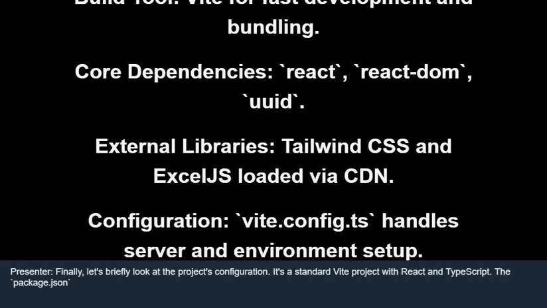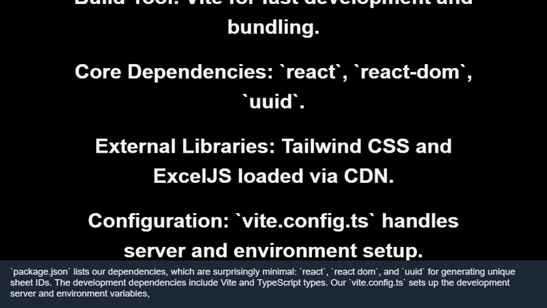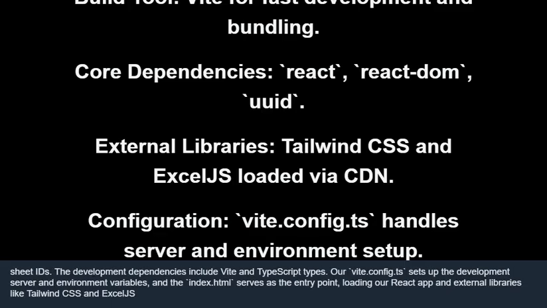Finally, let's briefly look at the project's configuration. It's a standard Vite project with React and TypeScript. The package.json lists our dependencies, which are surprisingly minimal: React, React DOM, and UUID for generating unique sheet IDs. The development dependencies include Vite and TypeScript types. Our vite.config.ts sets up the development server and environment variables, and the index.html serves as the entry point, loading our React app and external libraries like Tailwind CSS and ExcelJS from a CDN.